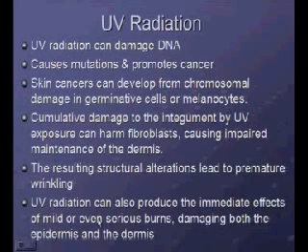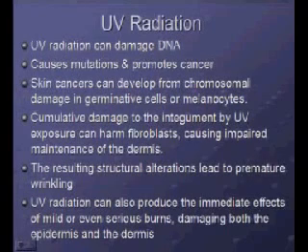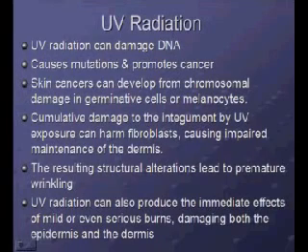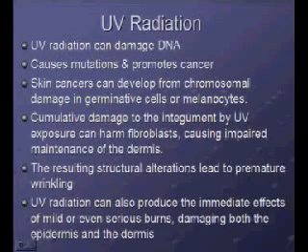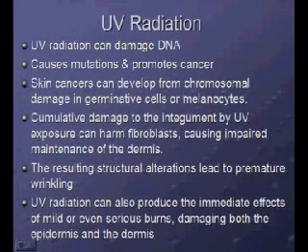Now, we'll talk a little bit about damage that can occur to the integumentary system. One of the primary environmental factors that can damage the skin is UV radiation. UV radiation can damage DNA, causes mutations, and then promotes cancer. Skin cancers can develop from chromosomal damage in the germinative cells or in the melanocytes. Cumulative damage to the integument by UV exposure can harm fibroblasts, causing impaired maintenance of the dermis. The resulting structural alterations lead to premature wrinkling.